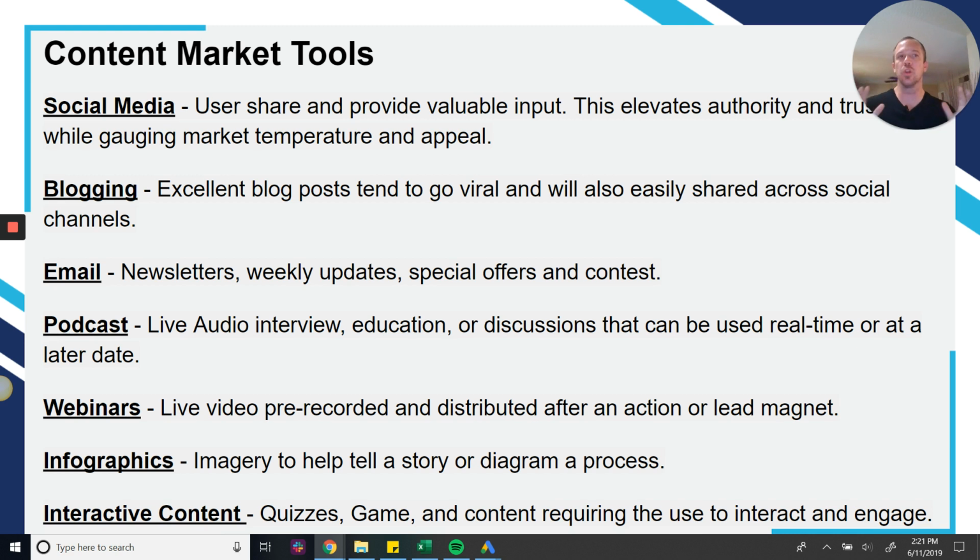And it's a little bit more closed format where it's not as free formed, and people can listen to them at a later date. Infographics are always one of the best things for visual content, right? To be able to walk somebody down through the information, imagery to help tell a story or diagram or process is what an infographic is. And so many people are visual, right?